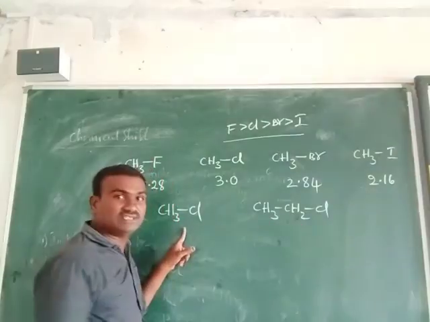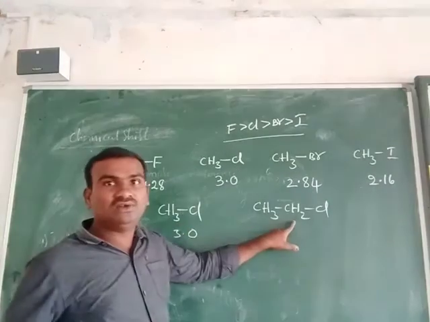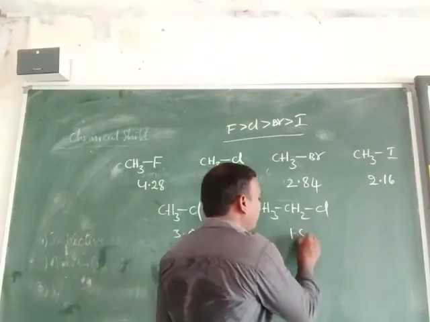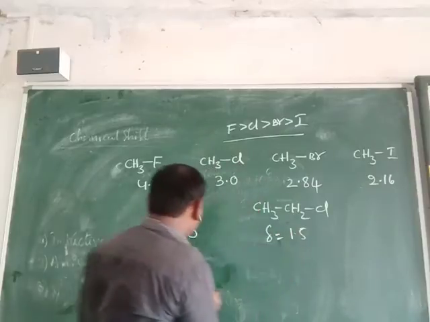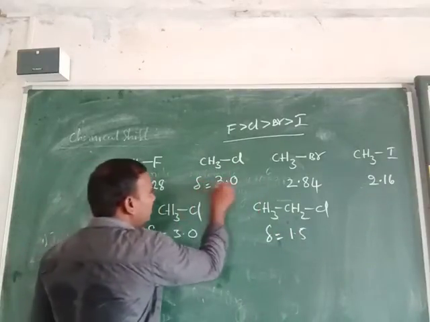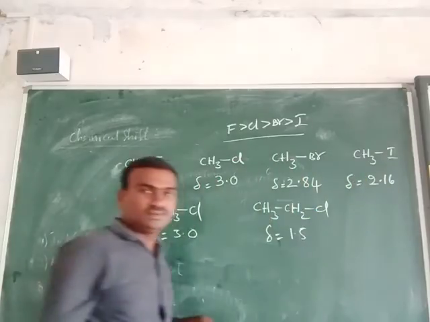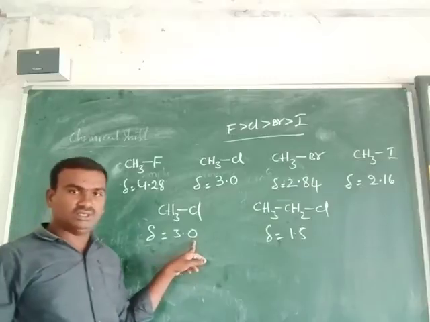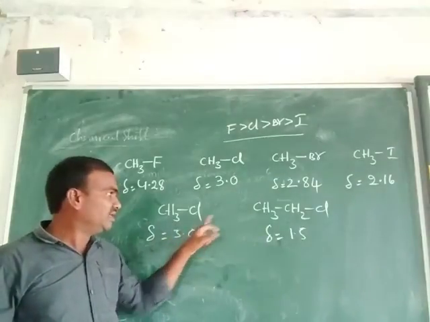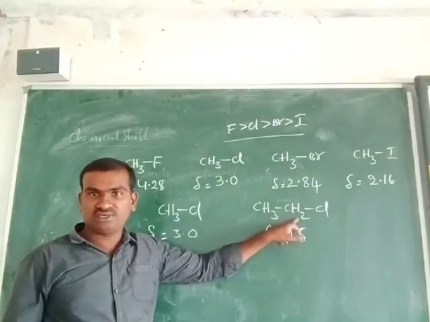Hence, what is this value? Yes, 3.0. What is this value? Yes, 1.5. Which value? Delta chemical shift values. These are chemical shift values or deshielding values. CH3Cl, methyl chloride, and this, ethyl chloride. So the carbon chain increases.